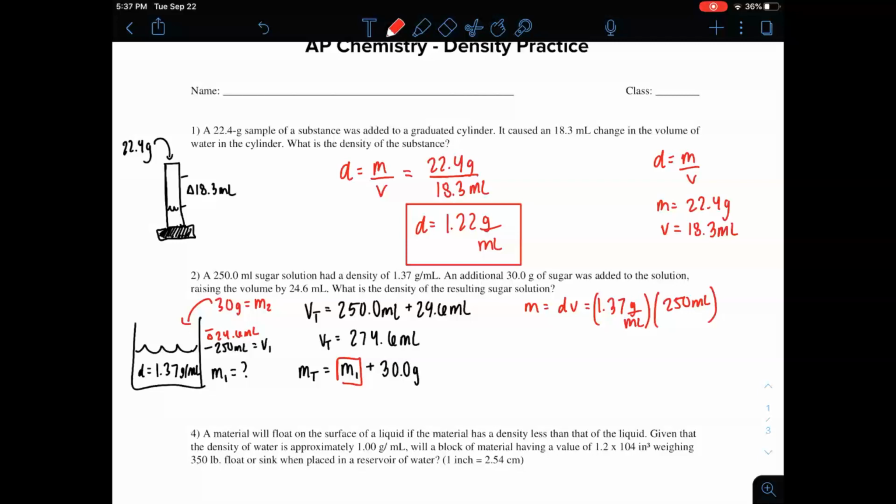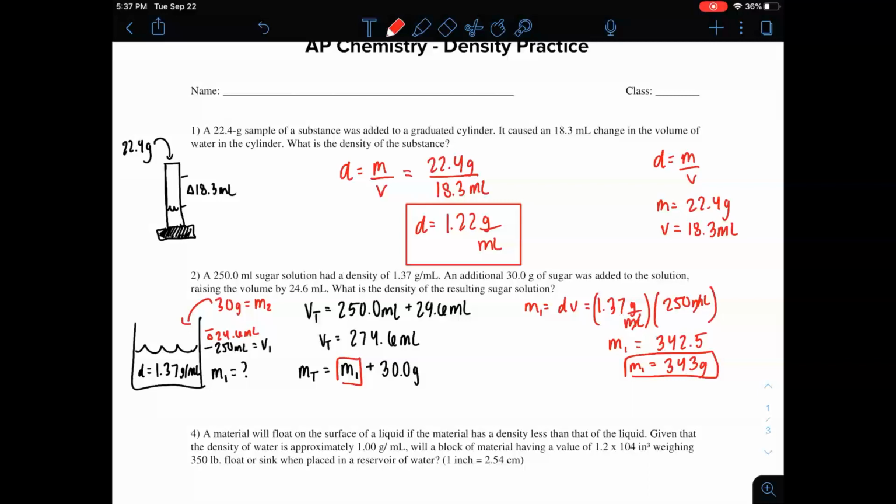Okay, so when I plug this into my calculator, I'm going to get out my mass 1 as 342.5. And I'm going to end up with 3 significant figures because my density had 3 sig figs and my volume had 4. So mass 1 is actually equal to 343 milliliters. Or I'm sorry, apologies, grams, because my milliliters cancel up here. All right, so that is my new mass.